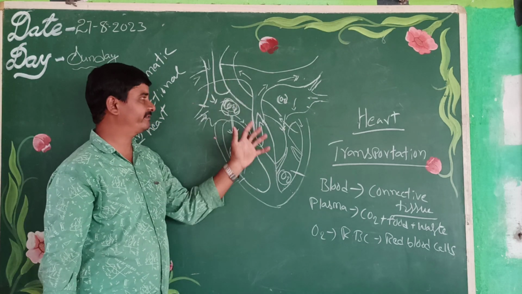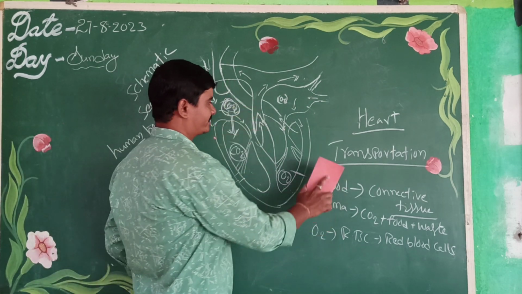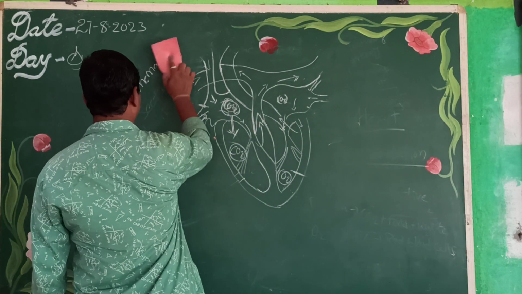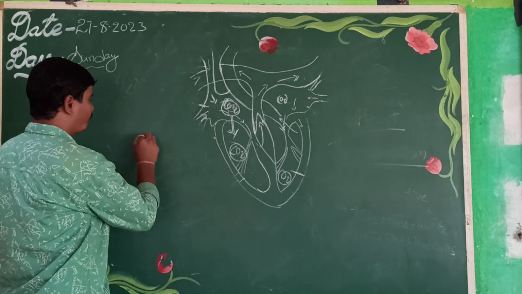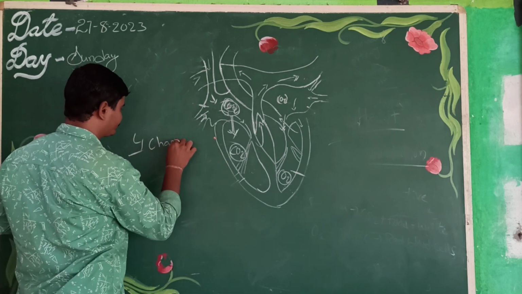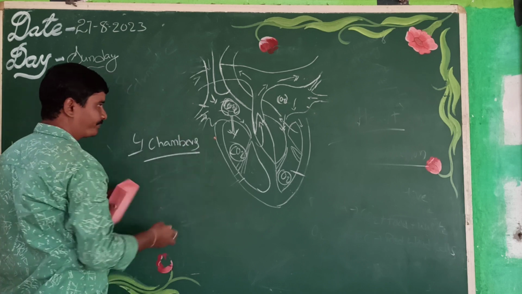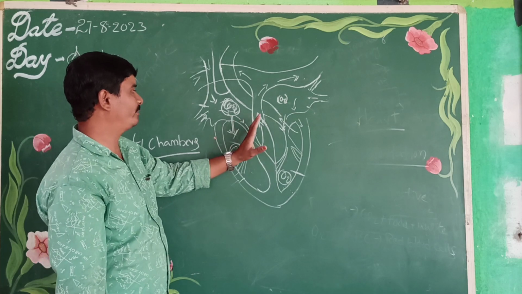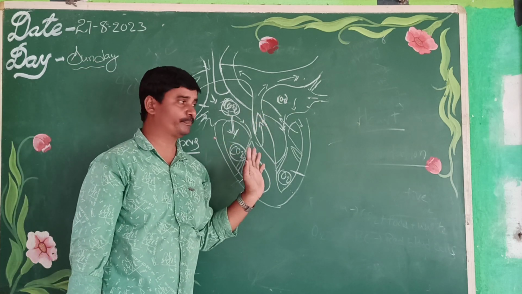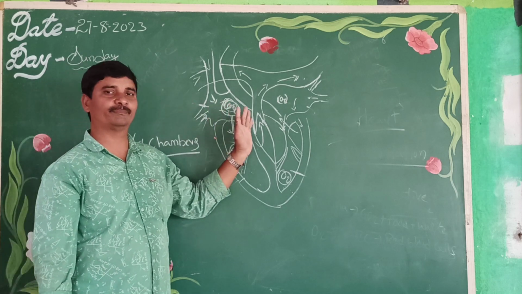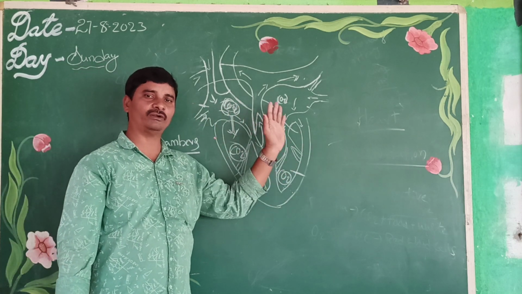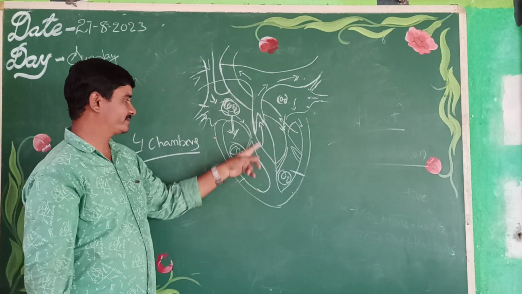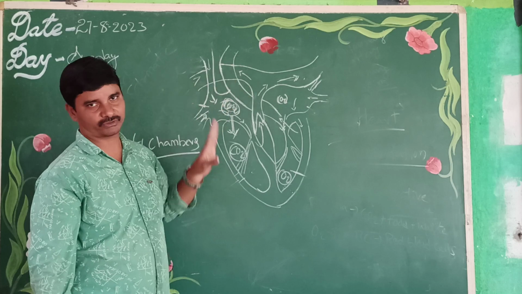So the heart is divided into chambers. How many chambers are present? Four chambers are present here, upper chambers and lower chambers. Why are the chambers divided with the septum? So that oxygenated blood does not mix with deoxygenated blood. This is prevented by this septum, dividing the four chambers.